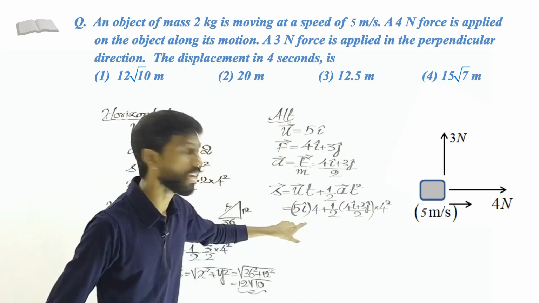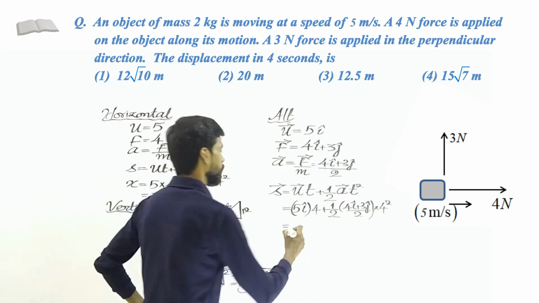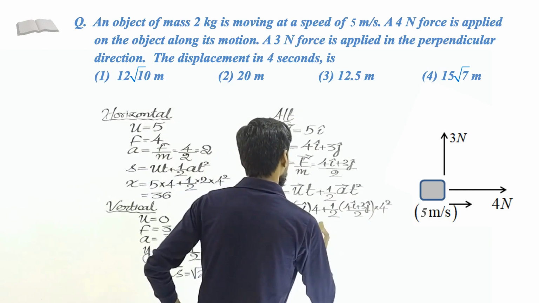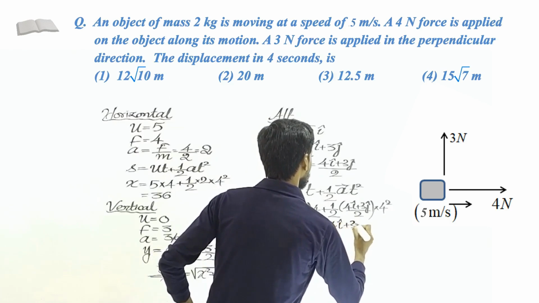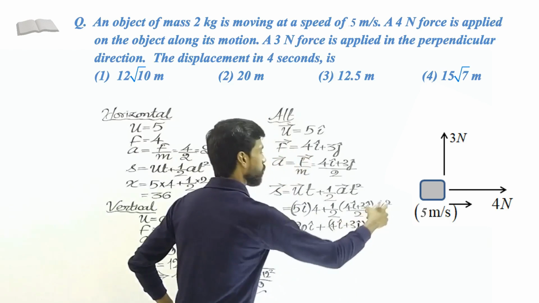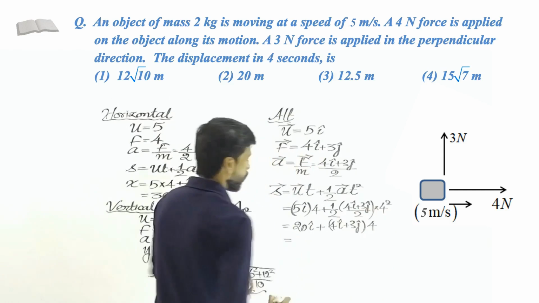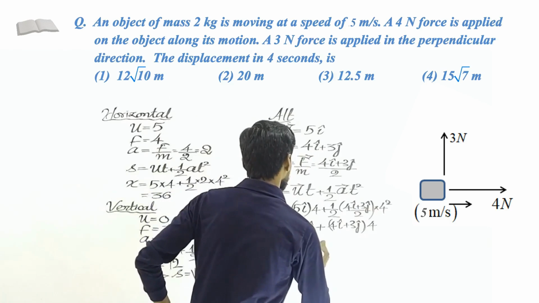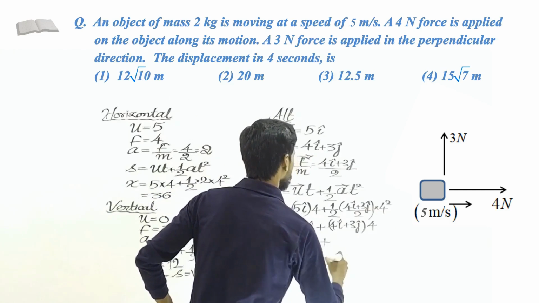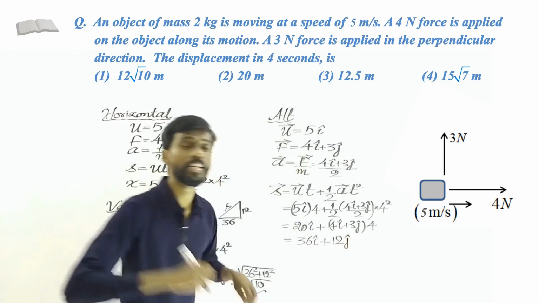So this is 20 i cap, right? 20 i cap, and here also we have, let's simplify this. So 20 i cap plus this is 4 i cap plus 3 j cap multiplied by 16 by 4. Yes, now that equals 20 i cap plus 16 i cap, so that is 36 i cap, plus 3 times 4, so that is 12 j cap. So this is the displacement vector.